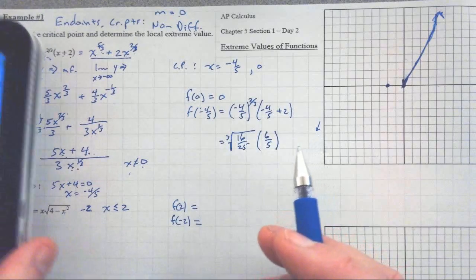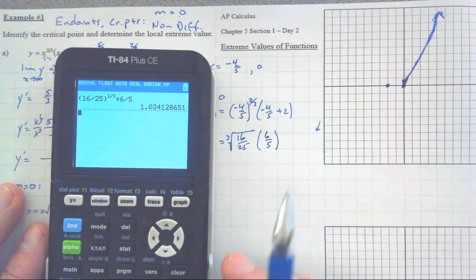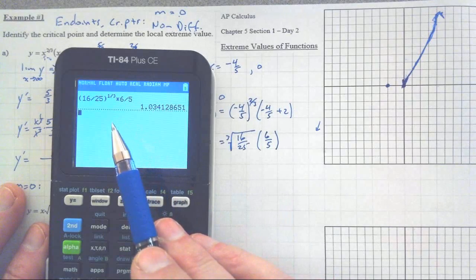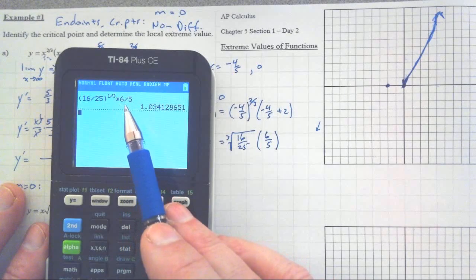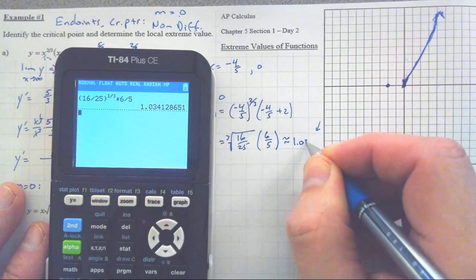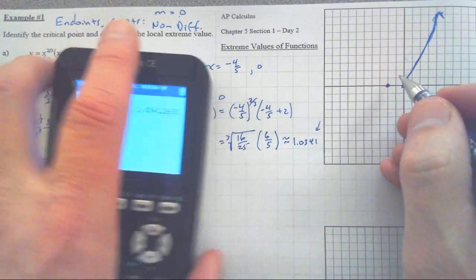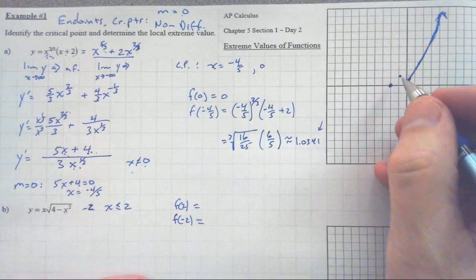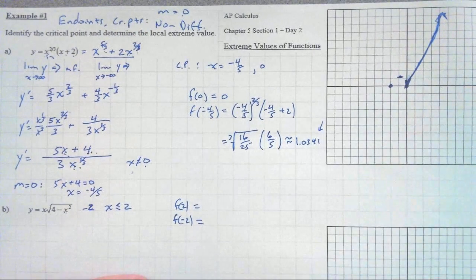Let's take a look here. I think you can see that. When I put in 16/25 to the 1/3 times 6 divided by 5, I get 1.0341. So right here at negative 4/5 I come up just a little bit bigger than 0. I got a leveling off point. Where do I go from there?